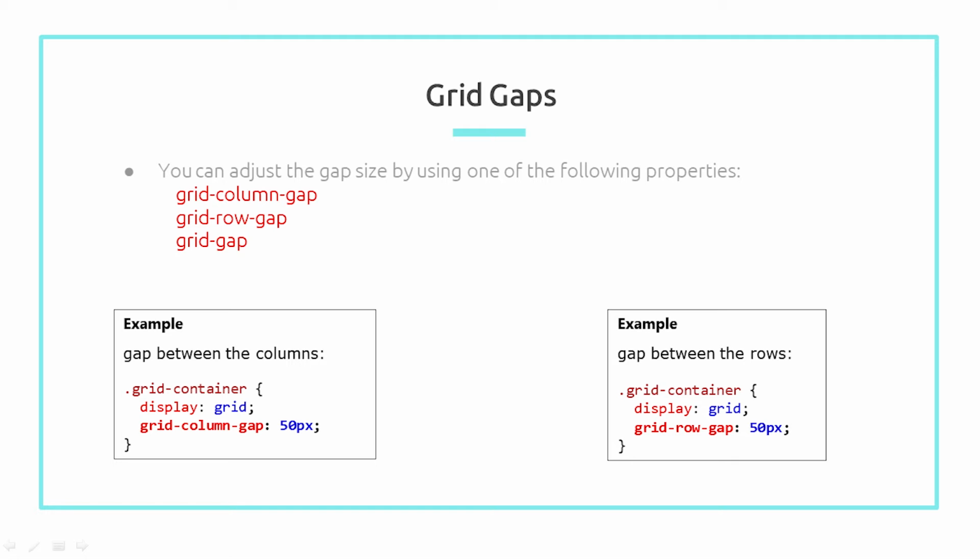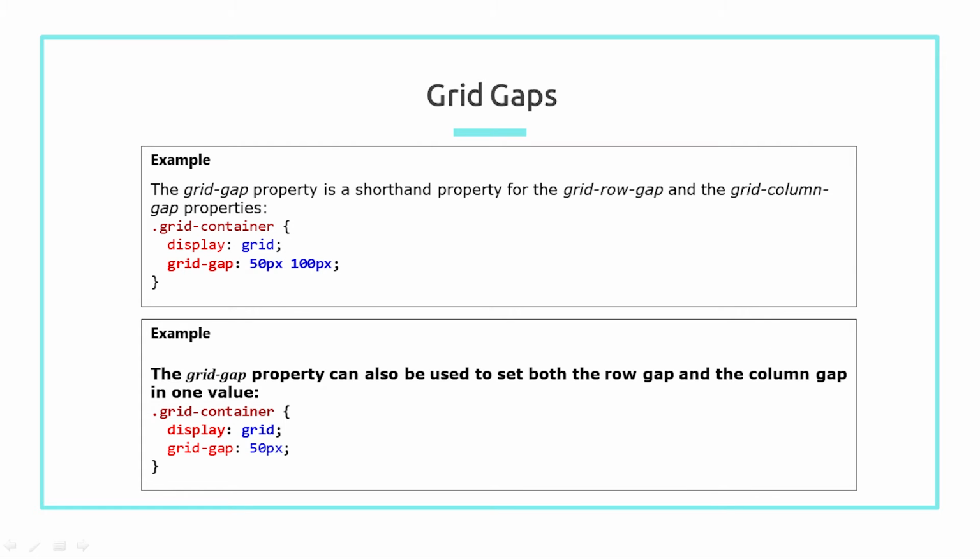Gap between the rows. Example. The grid-gap property is a shorthand property for the grid-row-gap and the grid-column-gap properties. Example. The grid-gap property can also be used to set both the row gap and the column gap in one value.